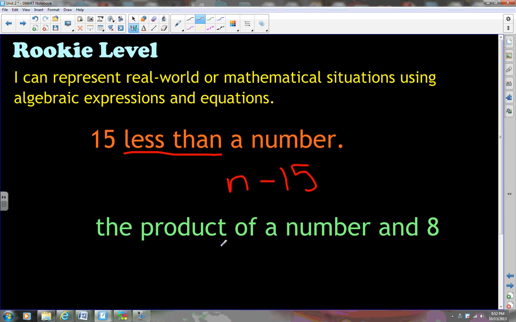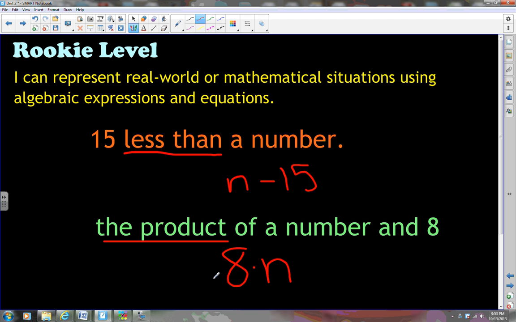Moving on to the next one, the product of a number and 8. Well, here's my keyword. The word is product. I remember that that means multiply. So what I'm going to do this time is take my number, I'm going to choose n again, and I'm going to multiply it by 8.